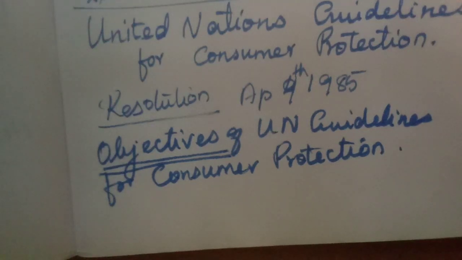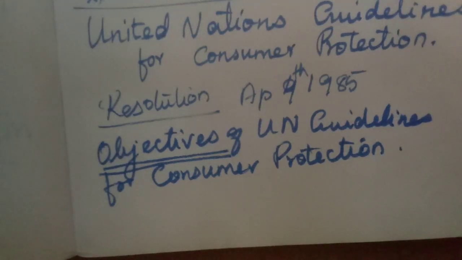And international cooperation must be there. Not only within the country, they have to get international cooperation also for consumer protection, because many of the products are produced outside the country, and one may import them. So it is not only confined within the boundaries of the nation, but goes beyond, because goods produced in our country may be exported, or we may import goods produced outside the country. So they have to encourage international cooperation in the field of consumer protection.